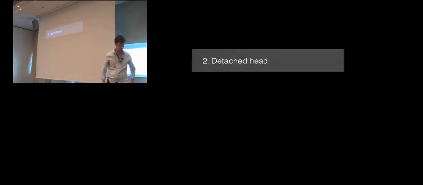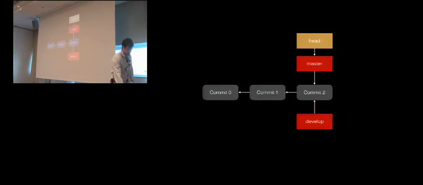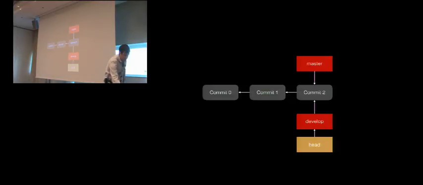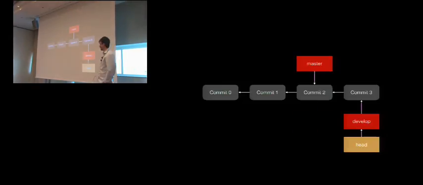Now let's move on to the second problem, detached head. Git has a head, which is a reference that keeps track of the current commit. And it usually points to a commit through a branch. So for example, in this case, we have head that points to commit two through master. I can switch to develop, and then head now points to develop. And if I make a new commit, then the develop pointer gets updated, and everything works as you expect.